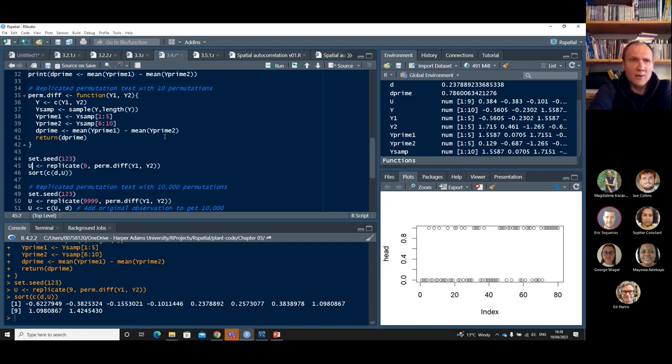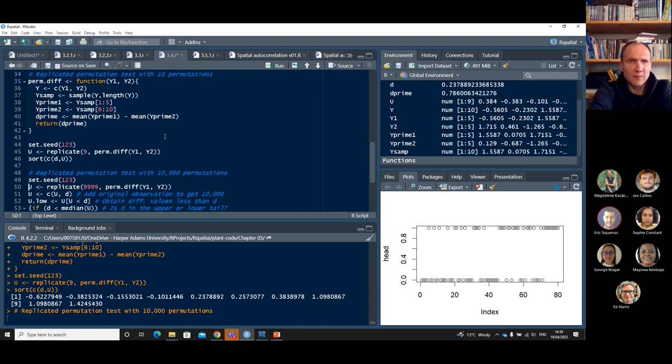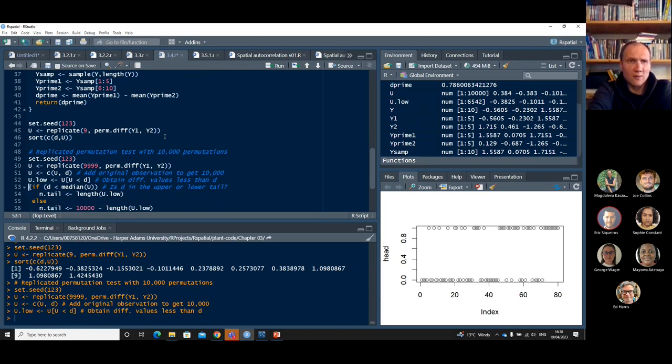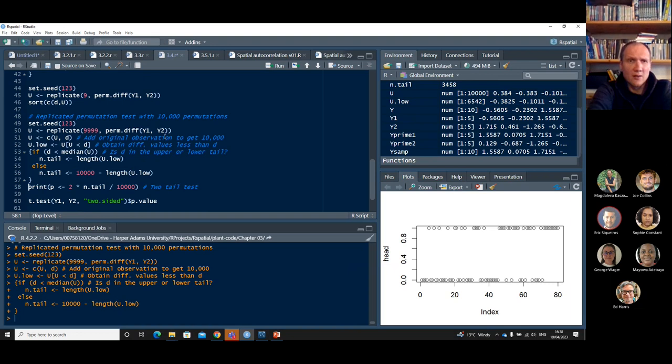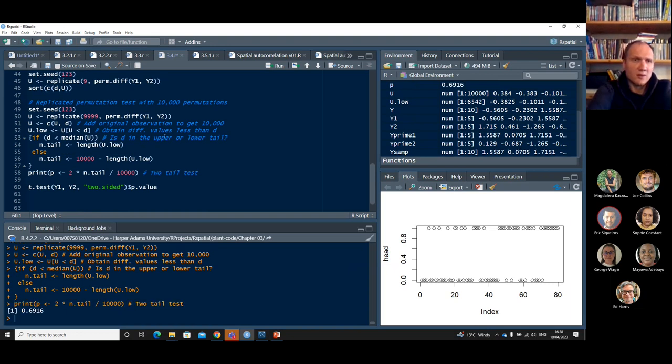Okay, because we need to compare the original value of the difference between means with the entire distribution obtained from the permutations. Let's run the code till the end. Okay, so this is 0.79. It's still quite a high p-value, so the conclusion would be that these samples Y1 and Y2 do not really differ.